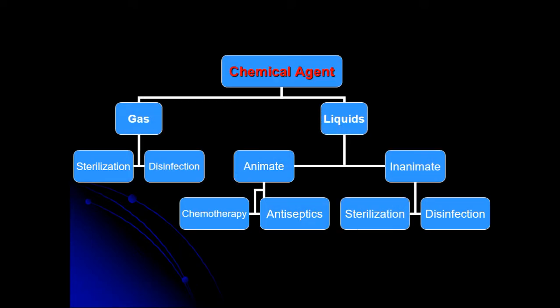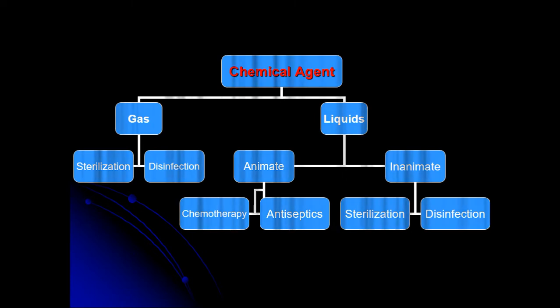The second agent we are using for sterilization is the chemical agent. They are either in gas form or liquid form. The gases can be used for sterilization or disinfection, while the liquids may be applicable to the animate and the inanimate. For the animate, the agents are known as chemotherapeutic agents, or secondly antiseptics. If they are used for inanimate objects, then it is for sterilization or for disinfection purposes.